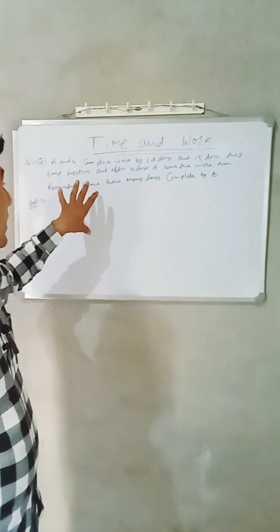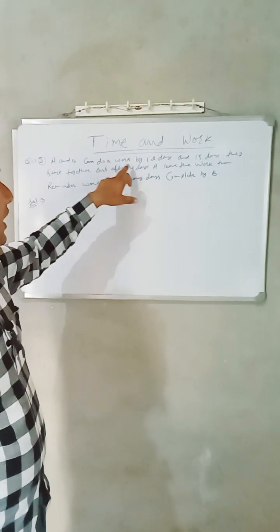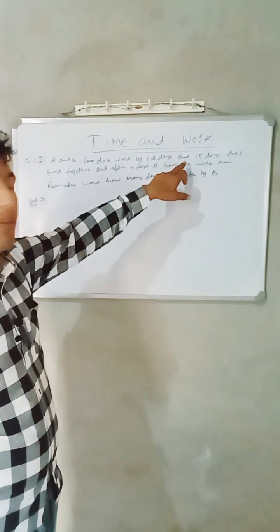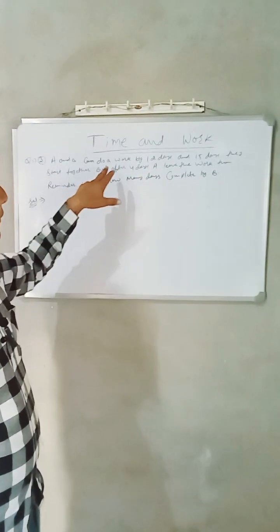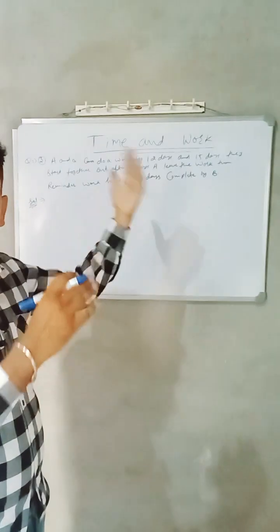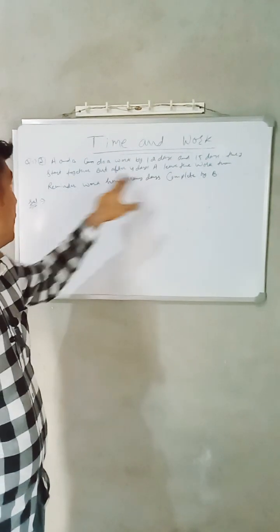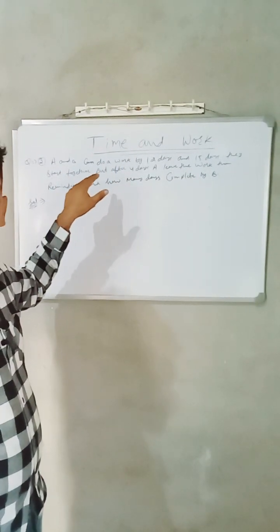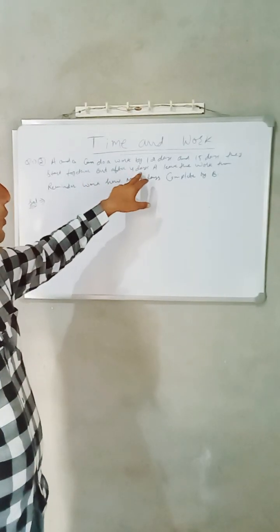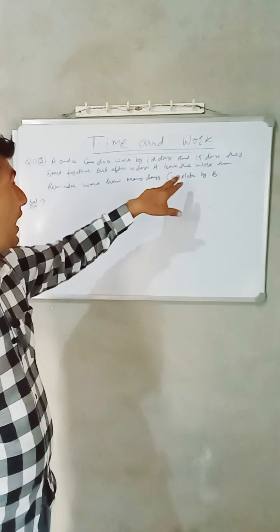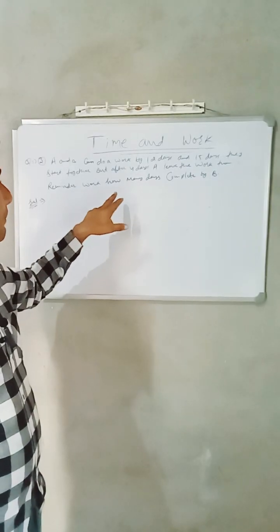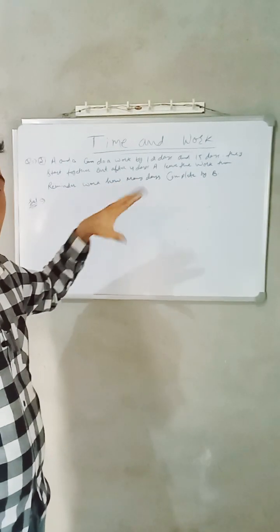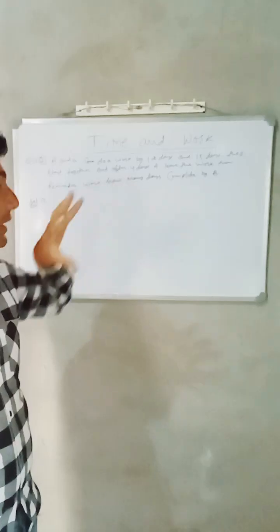Guys, the third question is: A and B can do a work in 12 days and 15 days. A completes the work in 12 days and B completes the work in 15 days. They start together, but after 4 days they leave the work and the remaining work is completed by B. How many days does B take?